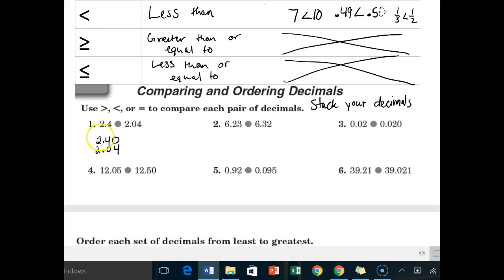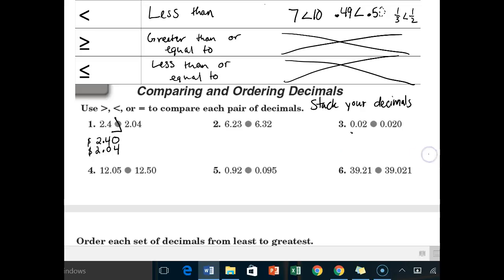If we treat it like money, right? Pretend this is money, right? $2.40 is obviously bigger than $2.04, right? So the 2.4 is going to be greater than 2.04. It's not necessarily about length, it's about place value. And because this guy has a 4 in the tenths spot and this guy has a 0 in the tenths spot, he automatically becomes larger.